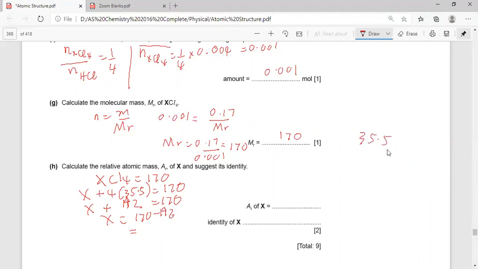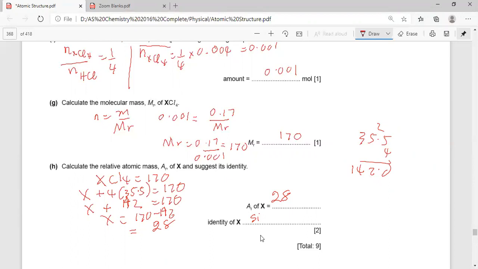See, 35.5 times 4, isn't it? Right? So X equals 28. You can check it out, it's called silicon. That's fine. Okay.